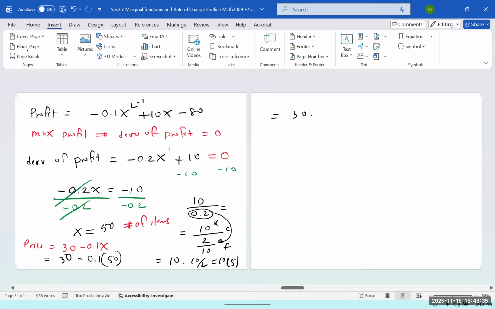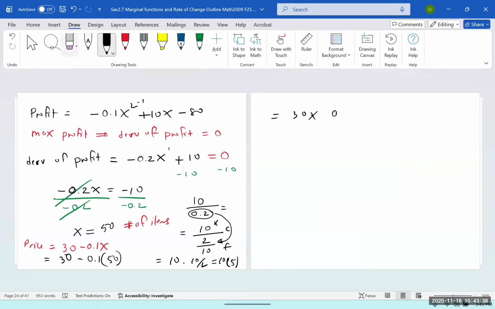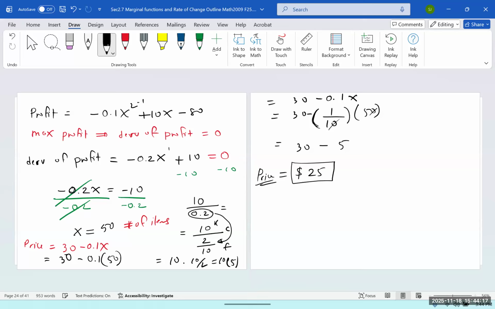This is 30 minus 0.1X, so this is minus. 0.1 means 1 over 10. Our X is 50. So I get 30 minus 5. That gives us $25. That's the price.